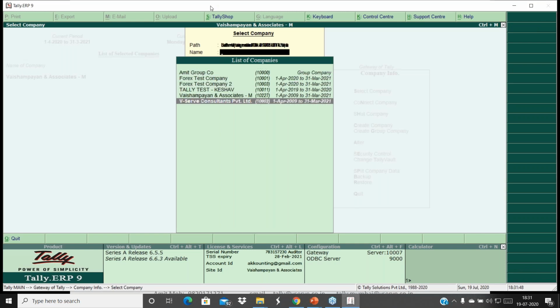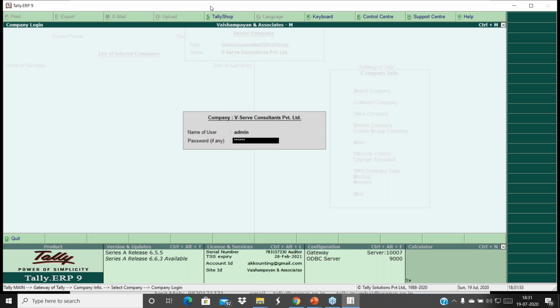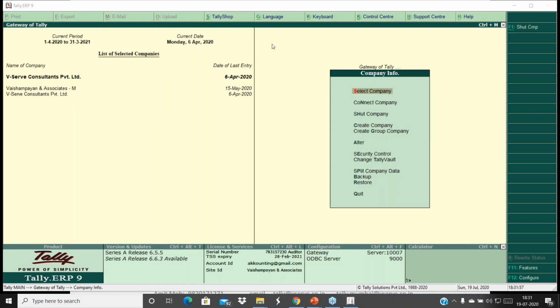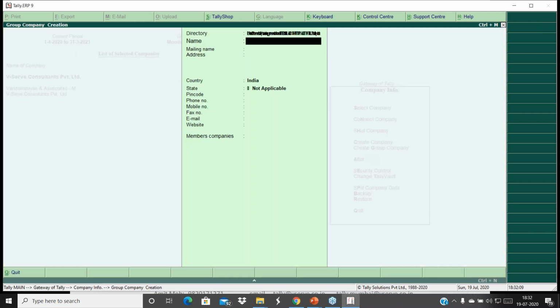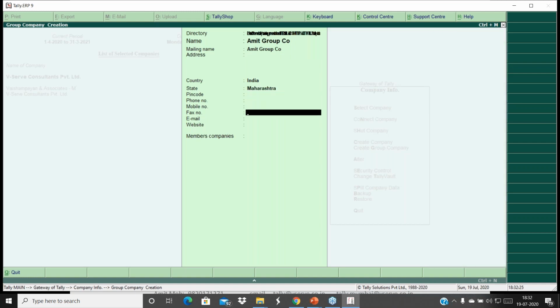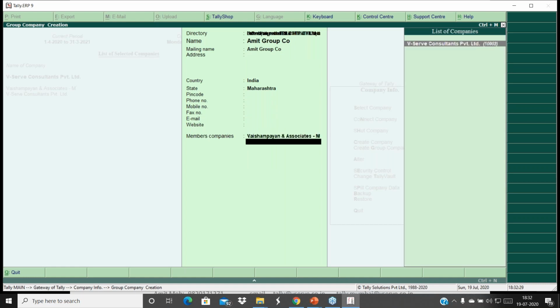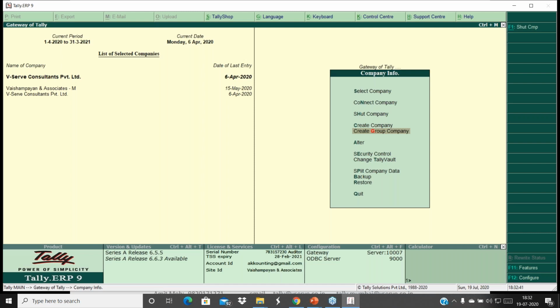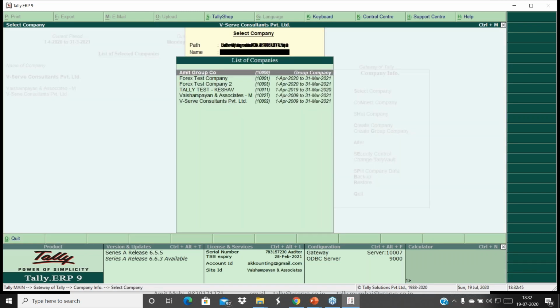Now in my case, these are the two companies. Now you have this option called creation of a group company. You can give whatever name, and here you have to select the group companies. I am not saving this company because I have already created it just now. I'll just open that company and show it to you. In my case, I already have created this company called Amit Group Company.